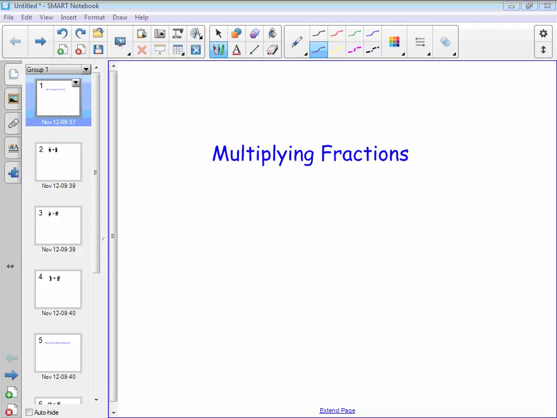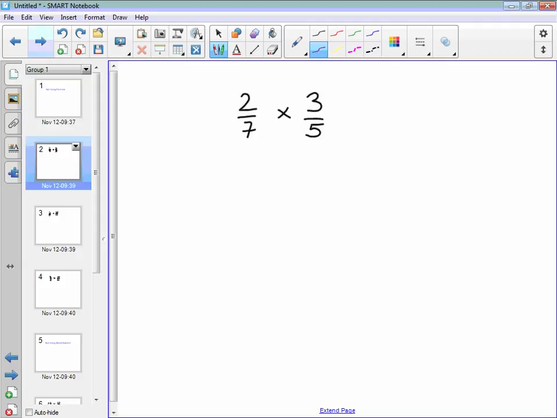Show you how to multiply fractions. The first example is 2/7 multiplied by 3/5. Now, when you have two fractions and you're multiplying them, you need to multiply the numerators together to give you your new numerator. 2 times by 3 is 6. And then you need to multiply your denominators together to give you your new denominator. 7 times by 5 is 35. So the answer is 6/35.